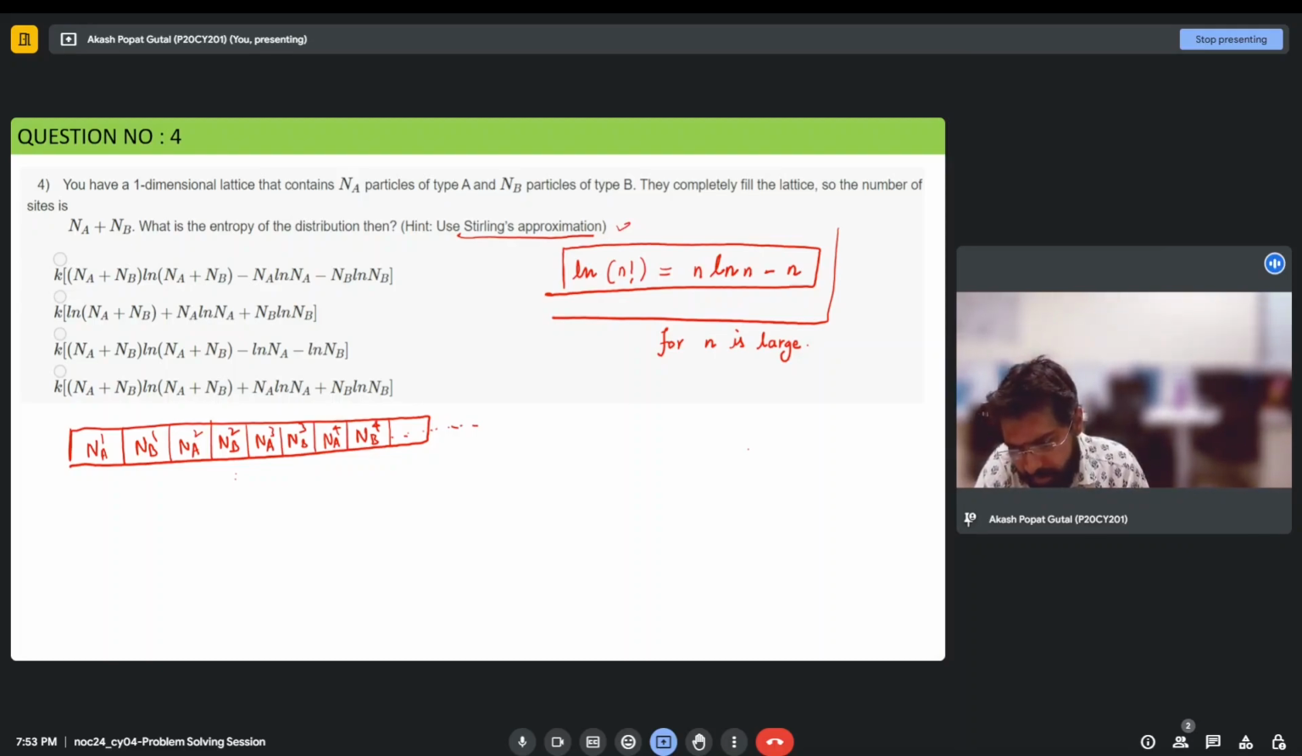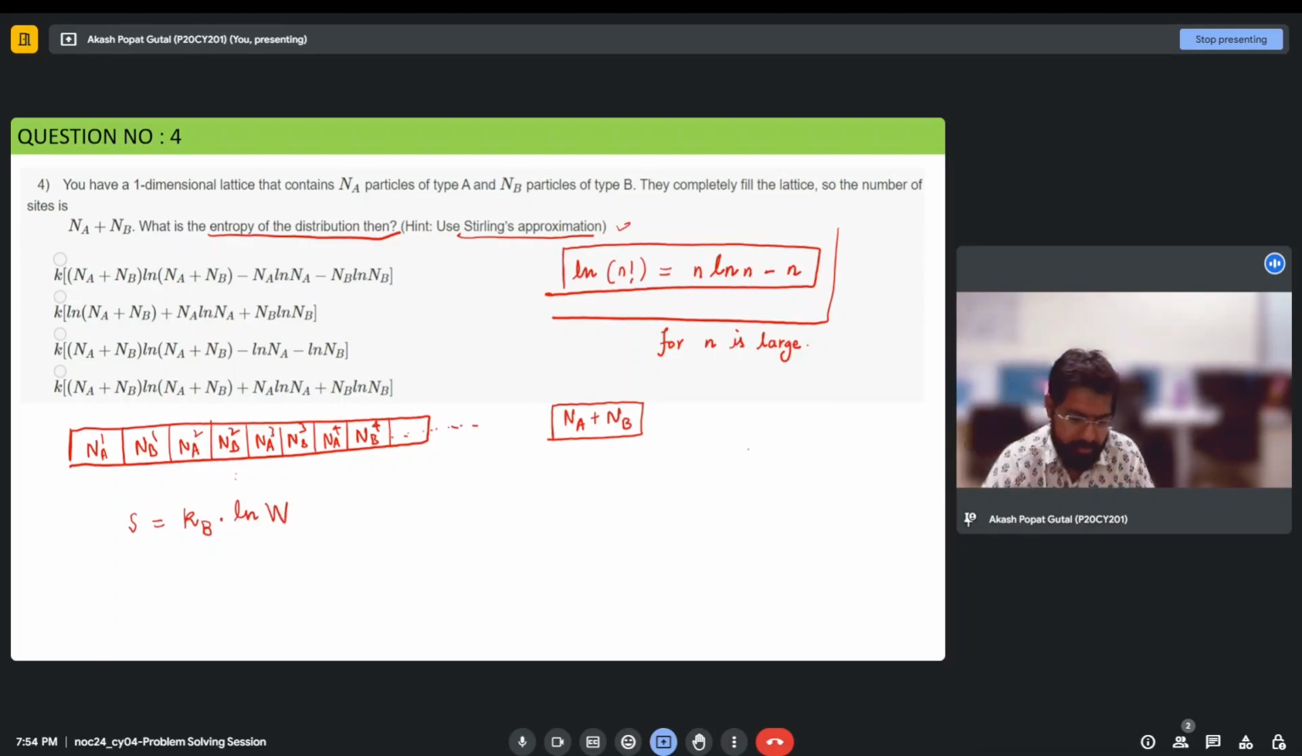Whatever we have, we know the total number of sites will be Na plus Nb to form our entire lattice system. Okay? And we need to find out what is the entropy of the distribution. We know the Boltzmann famous equation, S equals kB into ln W, the number of microstates.